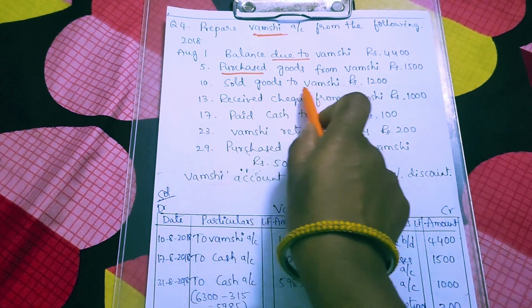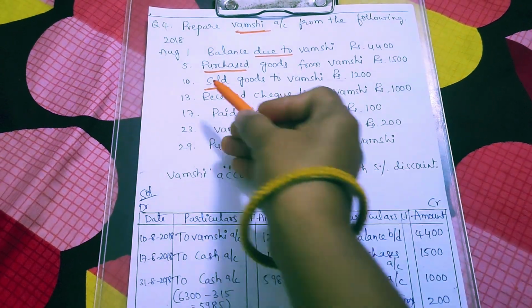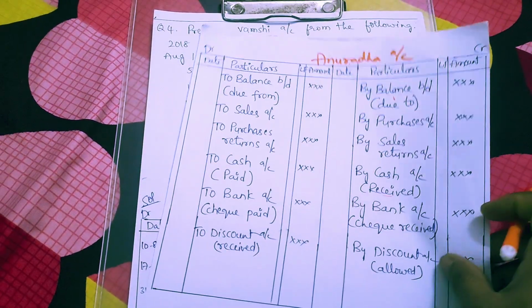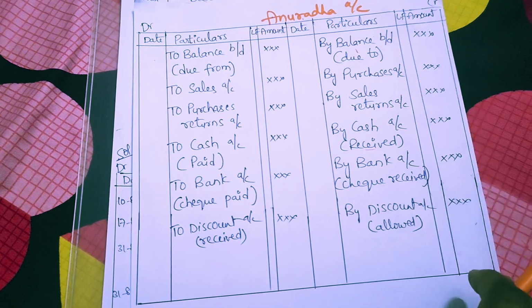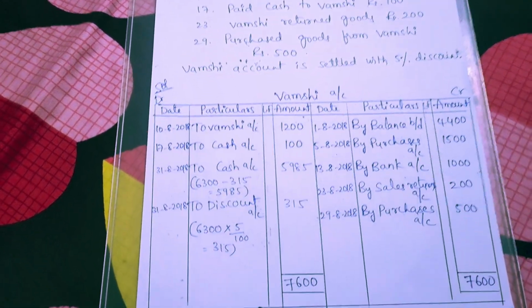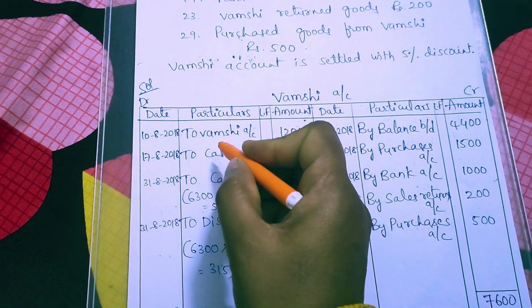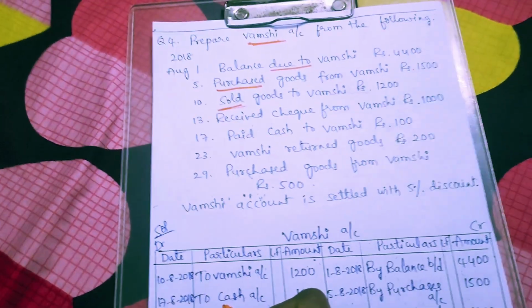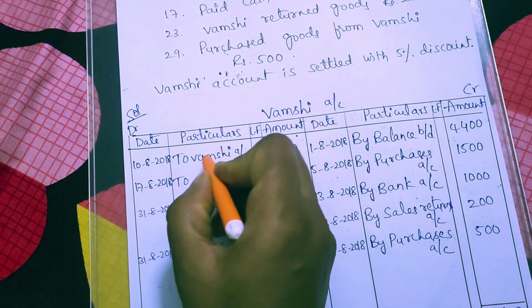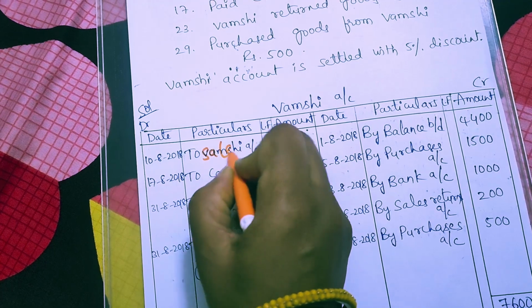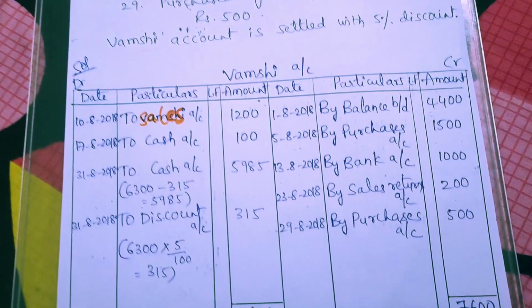10th date. Sold goods to Vamshi. Sold. So by just taking into account the word sold, sales, we will decide where actually it is going to appear. Sales always on the debit side. Okay. Sales we record on the debit side and let us write. Here we should write sales, not Vamshi. So 10th date, no? We should write sales here. Okay, that is sales.